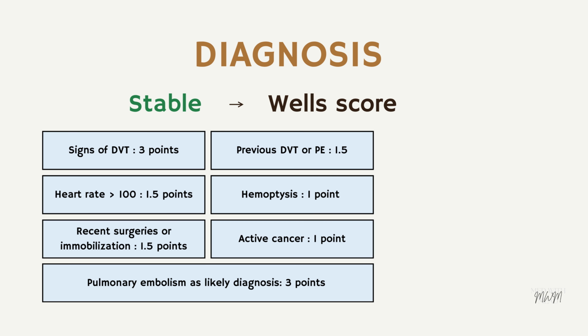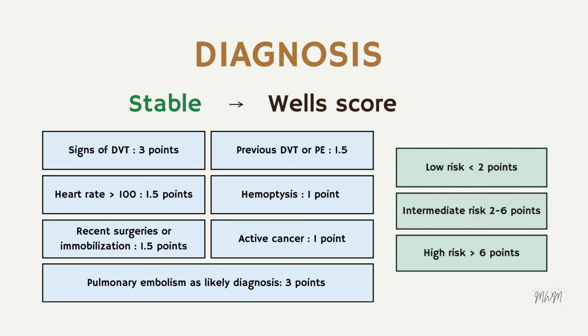Now, depending on the total score, the probability is classified as low, intermediate, or high. If it's high, we go straight to CT pulmonary angiography. If it's low or intermediate, we start with a D-dimer test first.